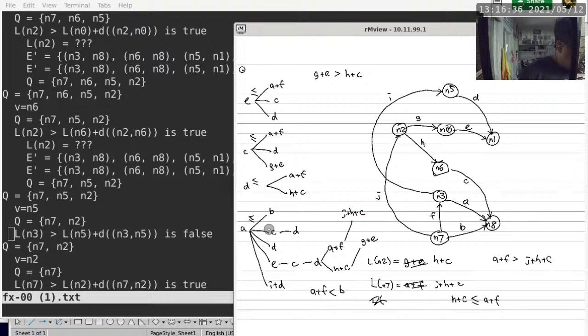Right. No, the other way around. Let me see. We updated L of N7, so we know that one, the other one is shorter. Oh, okay. So we cannot do it this way. We take out this link, and then we express it like this.